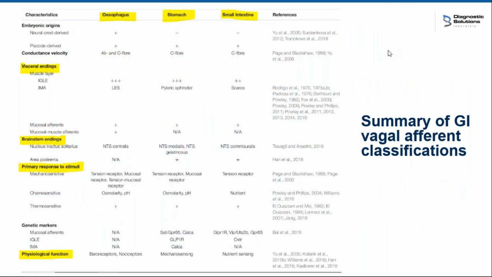Now, for some of you, you're more graph-oriented or chart-oriented, so I put this here if you needed to snap a picture of where these endings are in the esophagus, the stomach, the small intestine, and a lot of it we talked about, the visceral endings, like the IGLEs and the IMAs, where they're a little bit more dense. You see the nucleus tractus solitarius and the brainstem that has a big role in this vagal response. Your primary response to stimuli, we talked about the mechanical receptors, the chemoreceptors. And so I just thought this would be good for you guys if you wanted maybe it in a chart.